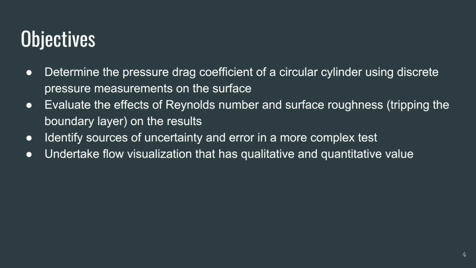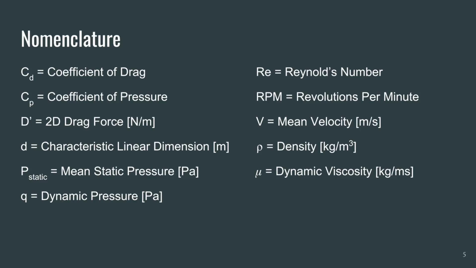The objective of the lab was to determine the pressure drag coefficient, evaluate the effects of Reynolds number and surface roughness, identify sources of uncertainty and error, and place a qualitative and quantitative value to flow visualization captured by the team. The following variables were used by the team in various equations.